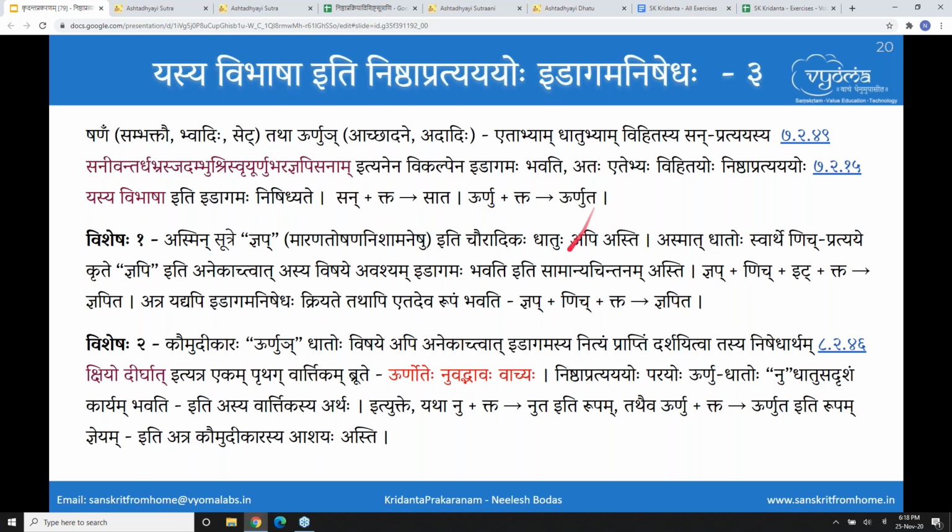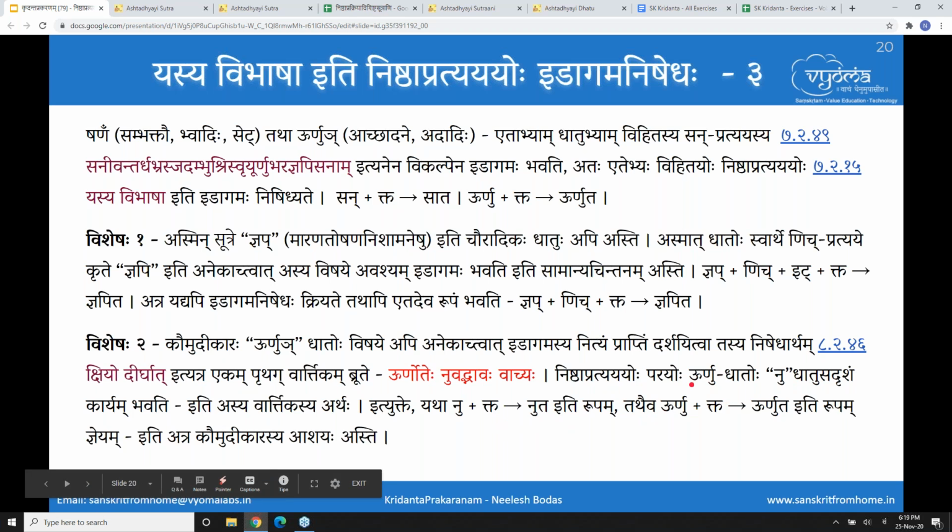That's a simple logic. What Kaumudi says is that no, even if urnu is there in this sutra, yasya vibhasha will not come up for urnu because it is anekach, so idagama will anyway happen. But we definitely don't want the idagama. The final form he agrees that it should be urnuta, so he gives a vartika called urnoterhe nuvadbhavah vachah, which says that the urnu dhatu behaves like the nu dhatu. When it comes to nishtha pratyayas, urnu dhatu behaves like a nu dhatu. The nu dhatu does not get an idagama, therefore urnu dhatu will not get an idagama.